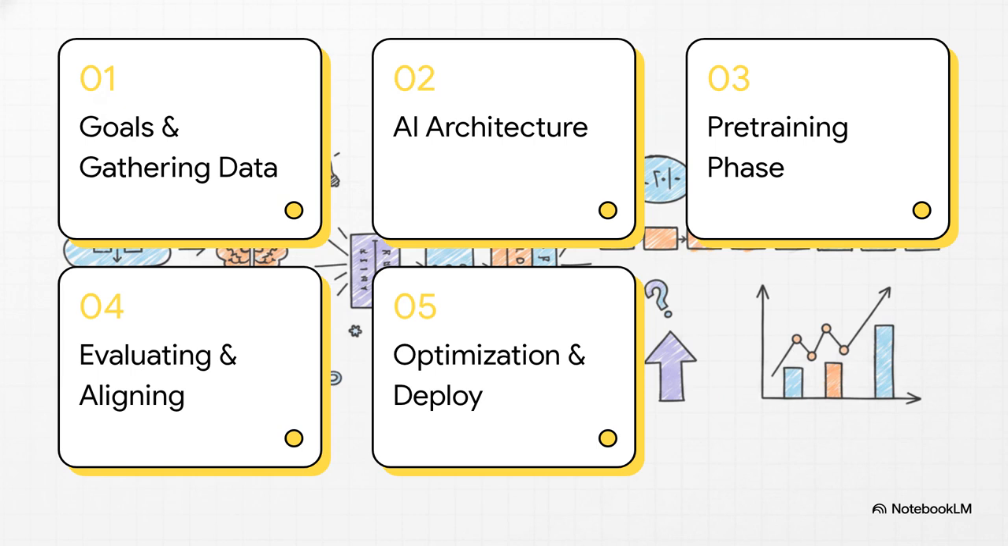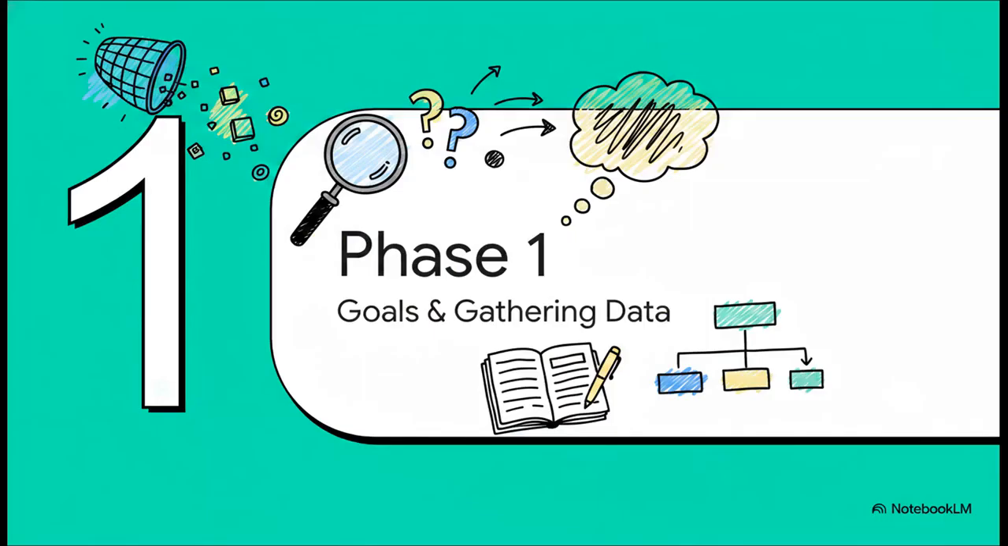5 clear, sequential phases. 1. Goals and gathering data. 2. Designing the AI architecture. 3. The pre-training learning phase. 4. Evaluating and aligning behavior. And 5. Optimization and real deployment. Let's kick things off with Phase 1, Goals and gathering data.